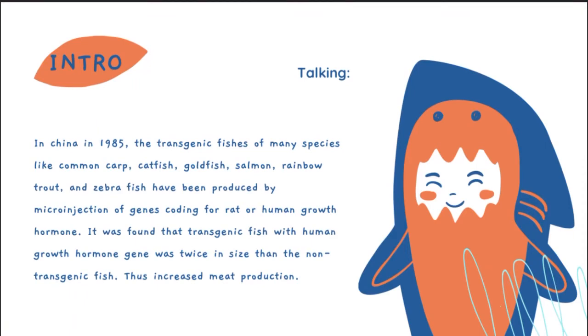As for the history of where transgenesis began, it began in China in 1985. Transgenic fishes of many species like common carp, catfish, goldfish, salmon, rainbow trout, and zebrafish have been produced by microinjection of the gene coding for rat or human growth hormone. It was found that transgenic fish with the human growth hormone gene was twice the size of the non-transgenic fish, thus increasing meat production.